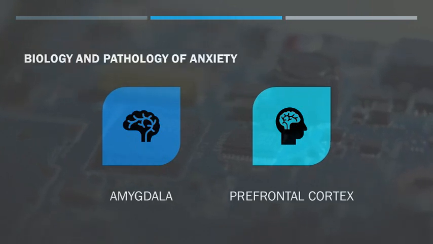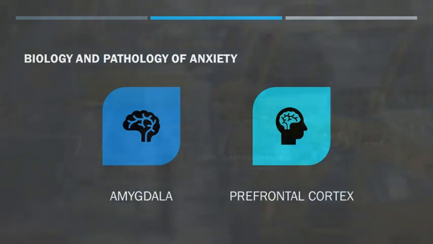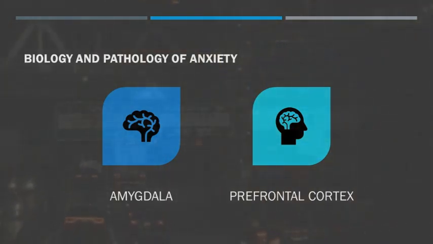So anxiety disorders are closely linked to the dysregulation of key brain structures and neurotransmitter systems. And some of the key components involved include the amygdala. Okay, you remember that small almond-shaped structure deep in the brain that plays a crucial role in processing fear and threat-related information. In anxiety disorders, the amygdala becomes hyperactive and hypersensitive to stimuli, and this leads to an exaggerated fear response.